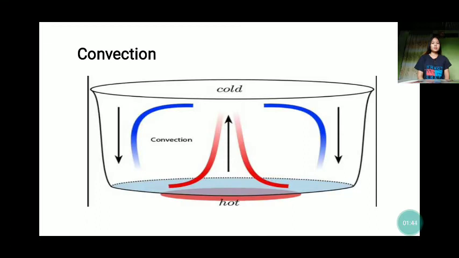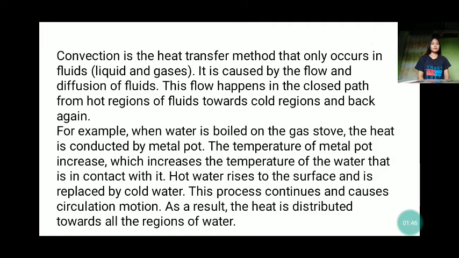Here's the example of convection. Convection is the heat transfer method that only occurs in fluids, or liquids and gases. It is caused by the flow and diffusion of fluids. This flow happens in a closed path from hot regions of fluids toward cold regions and back again.